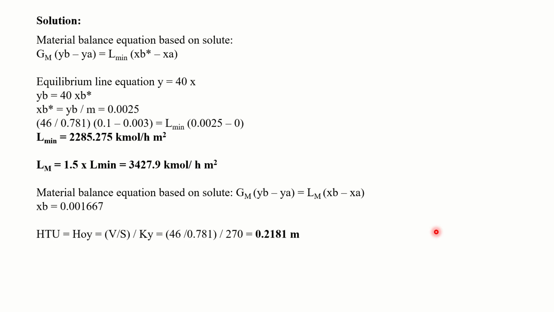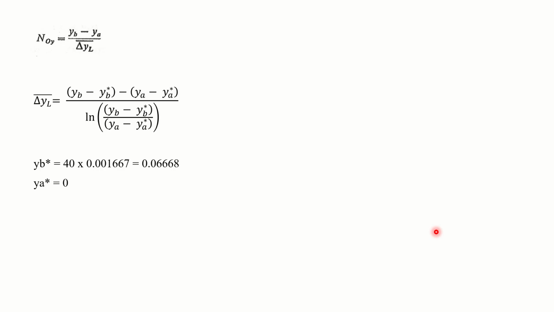The next step of calculation is the number of transfer units. Since the equilibrium line and operating line are straight and parallel, we can make use of the simplified form of the equation, YB minus YA by delta Y bar L. So for finding the number of transfer units, first you need delta Y bar L. You are given this formula; YB, YA we already have. YB star and YA star you need, then only we can find delta Y bar L. YB star is the equilibrium value corresponding to XB, and YA star is the equilibrium value corresponding to XA. So how to calculate that?